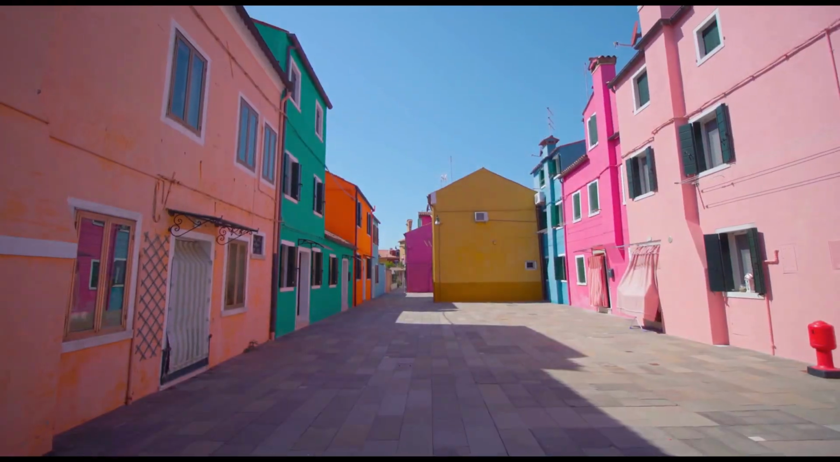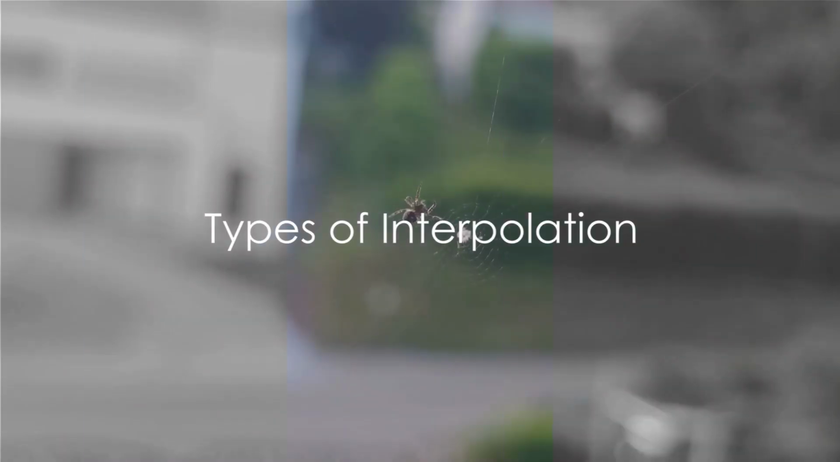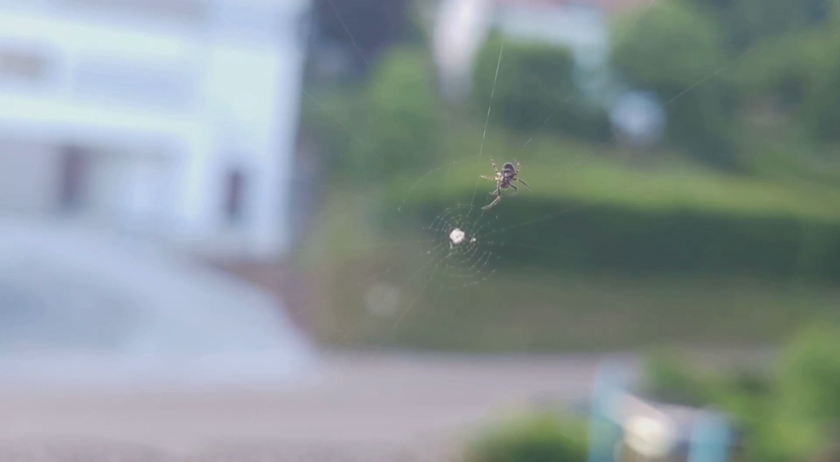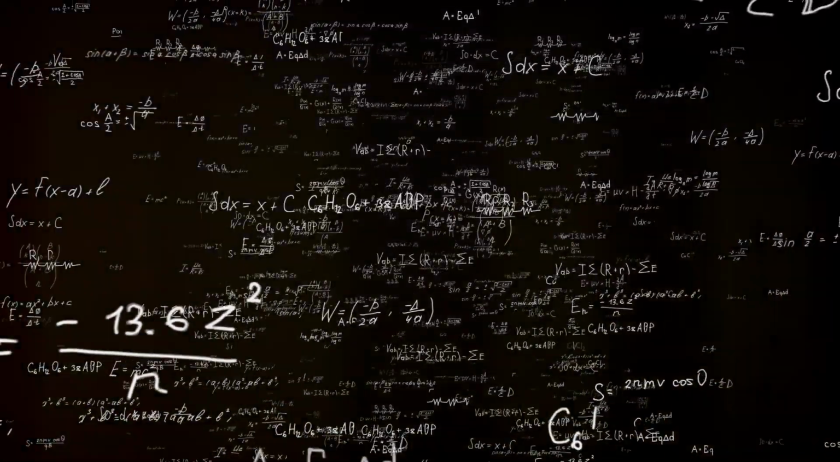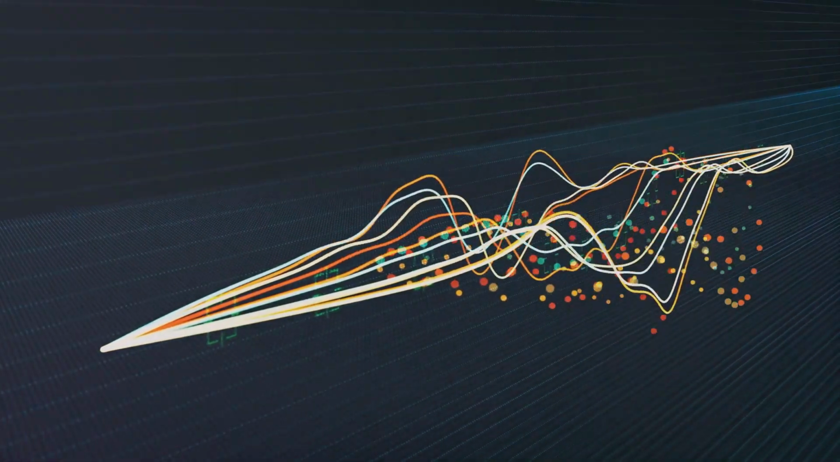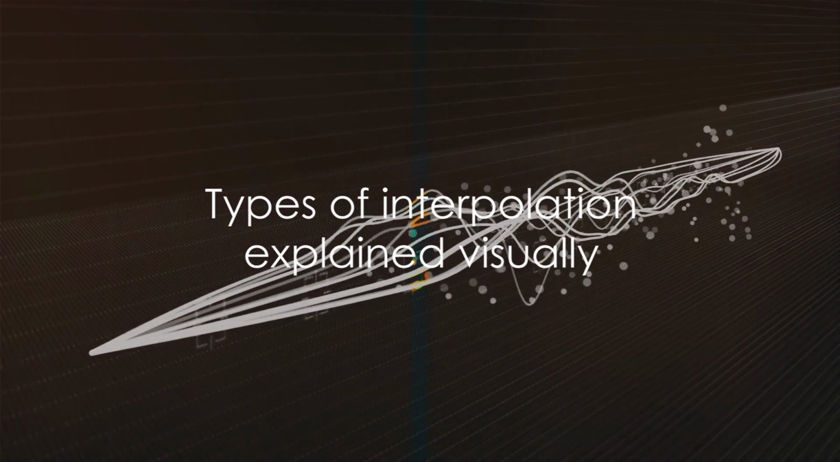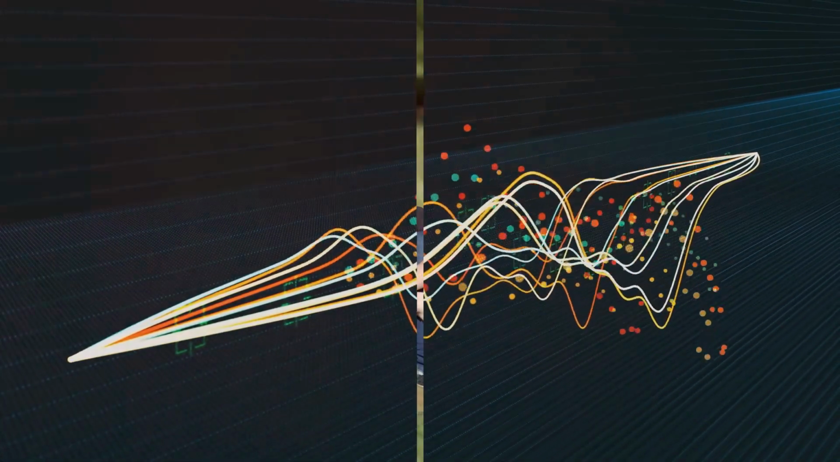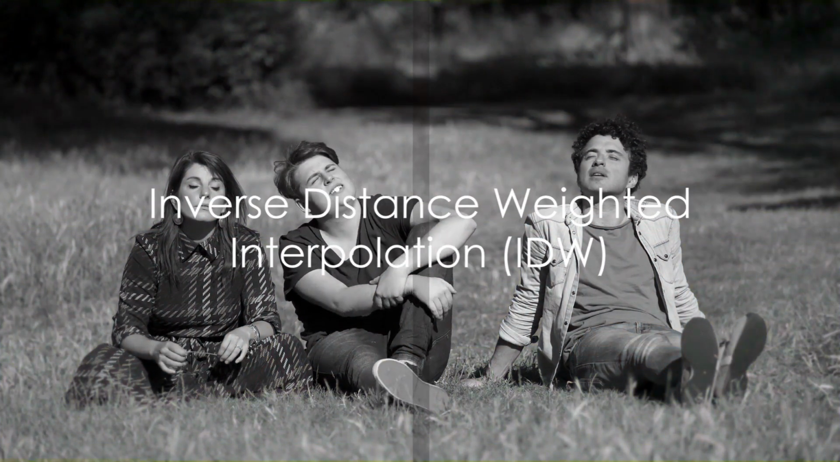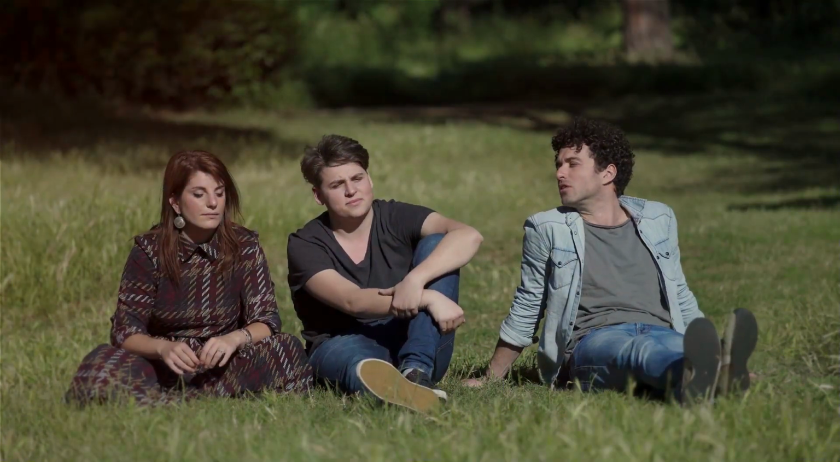statisticians. Consider a row of houses on a street. We know the value of the first and the last house, but what about the ones in between? Interpolation helps us estimate those values using the known values as a guide. But just as there are different types of houses, there are different types of interpolation. Let's dive into them. First up, we have inverse distance weighted interpolation, or IDW.